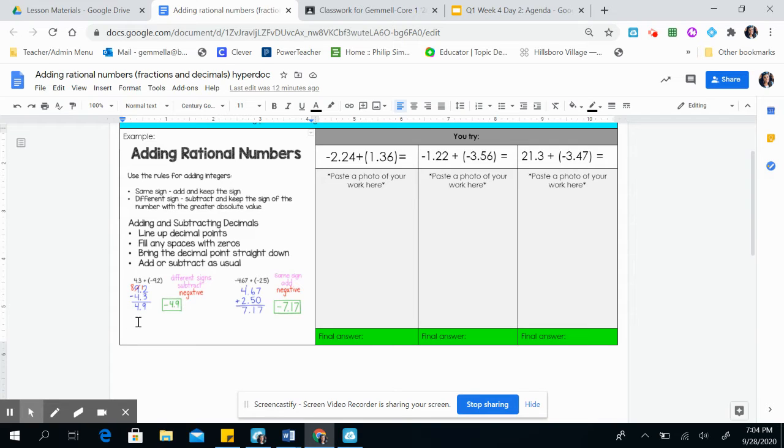So I need to go back to the numbers that I had. I had more negatives, right? We had 9.2 negatives. We only had 4.3 positives. Since I had more negatives, my answer is going to be negative.